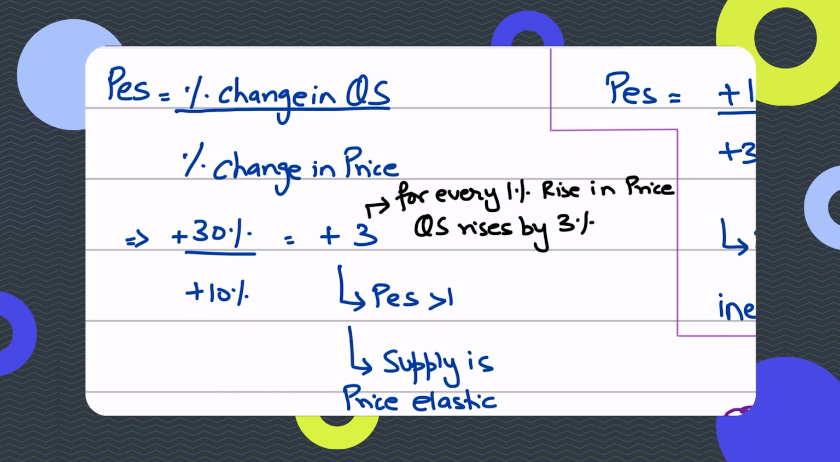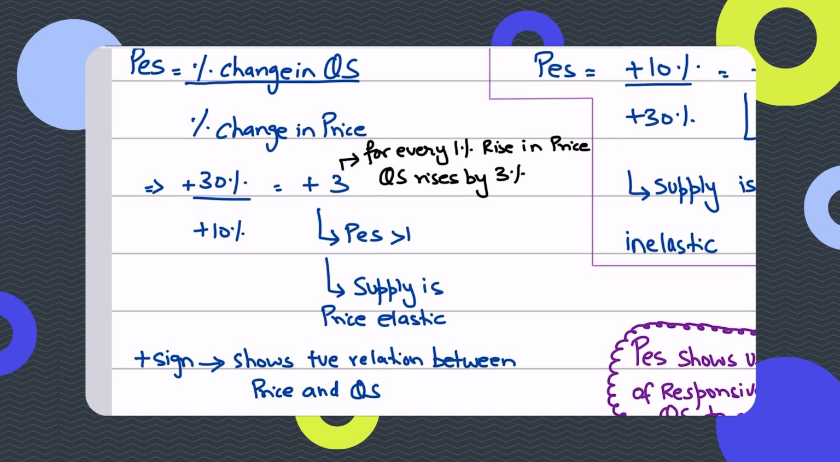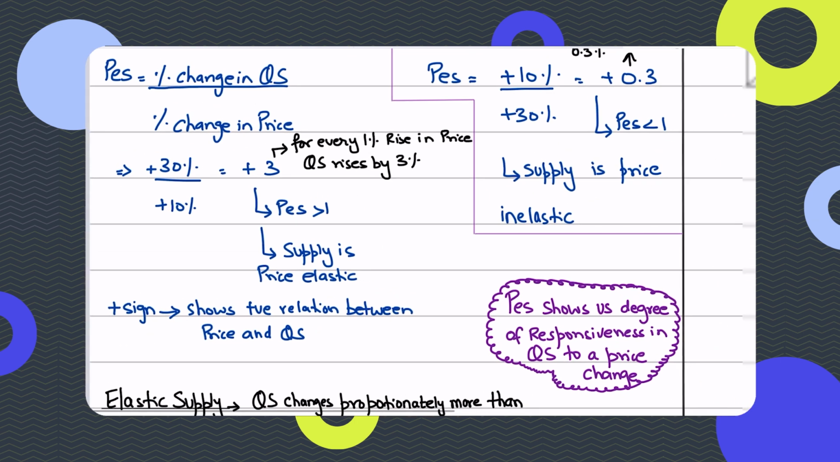And why would the producers be able to do that? We'll study that in the factors affecting elasticity video, what makes supply elastic and what makes supply inelastic. So if the value is plus 3, it is greater than 1, it means supply is elastic, and the plus sign just shows the positive relation.